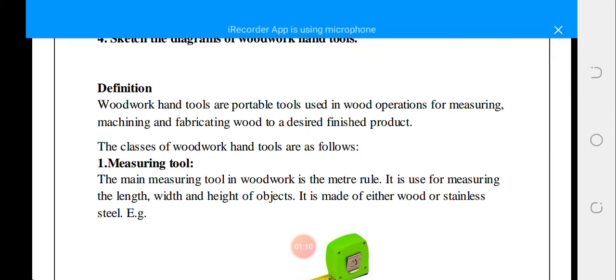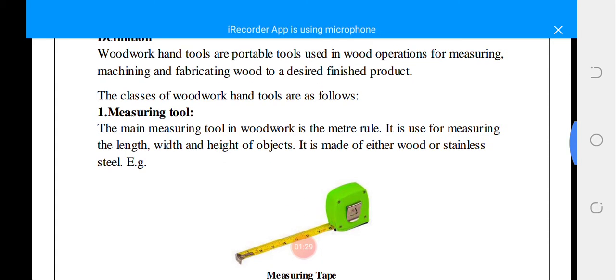So what are we trying to say in essence? That we use these tools in wood operations, and we can use them for measuring. That is, when we want to measure from one certain point to another point. For machining, there is some work that can be done too, and for fabricating. When we say fabricating, we want to give out what we want. Fabrication is the point whereby you design and bring out what you want. So we use them for fabricating wood to a desired finished product. That's why you can see many wood products of different shapes, different fabrications, and different types of measurement.